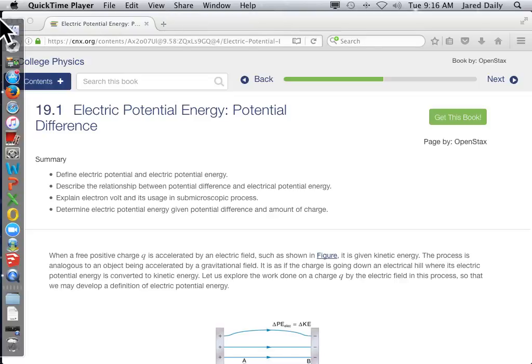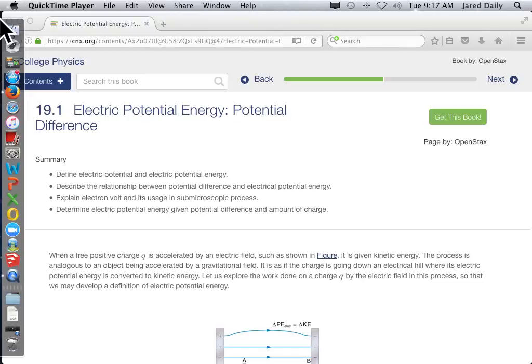But it turns out that measuring electric field is a little bit difficult, and measuring charge is even more difficult. But there is something that we can measure that's not very difficult to measure, and it's related to both charge and field. And that is electric potential energy.